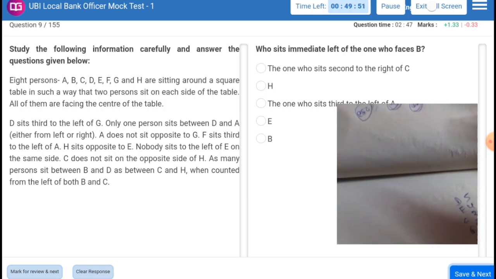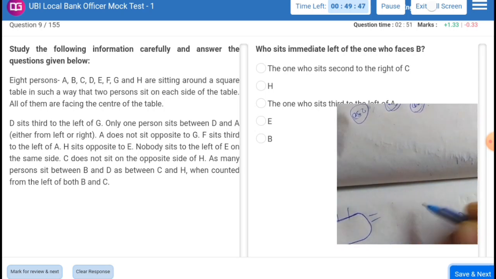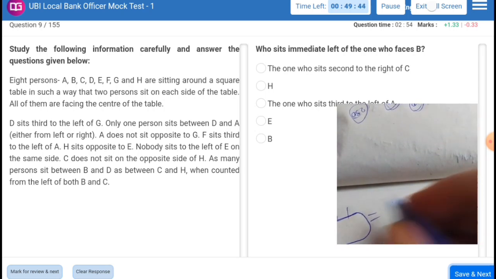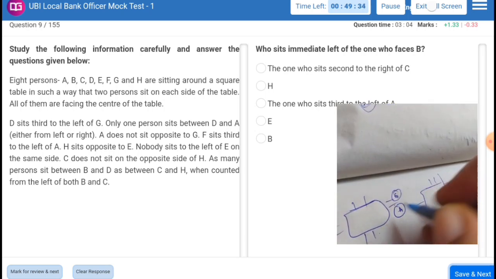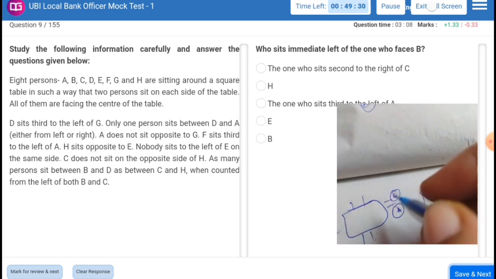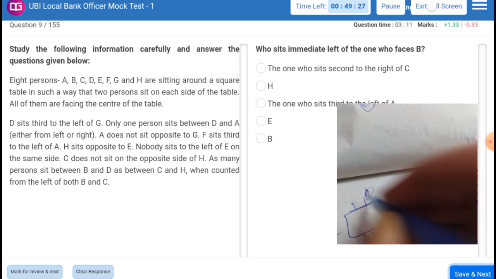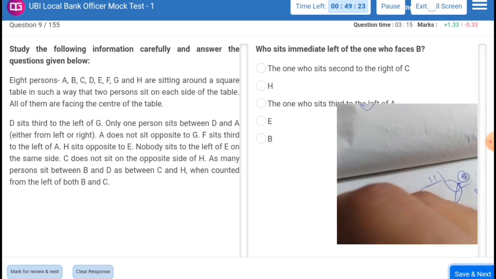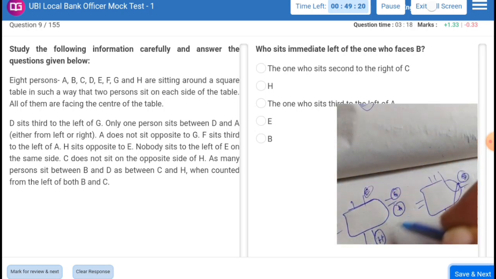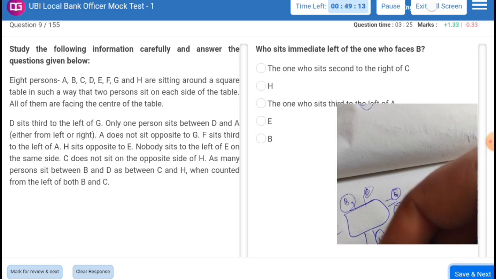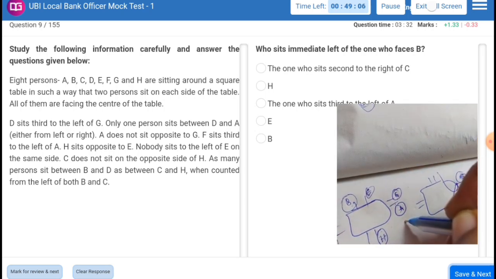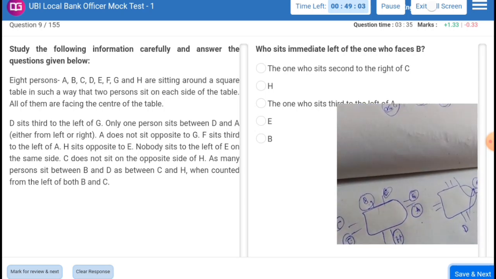Next, we will take the next possibility. D is third to the left of G. Two persons between them, and F is third to the left of A. H is opposite to E. And C does not sit opposite to H. So as many persons between B and D as between C and H, when counted to the left of B, left of C, immediate left of the one who faces B, F.